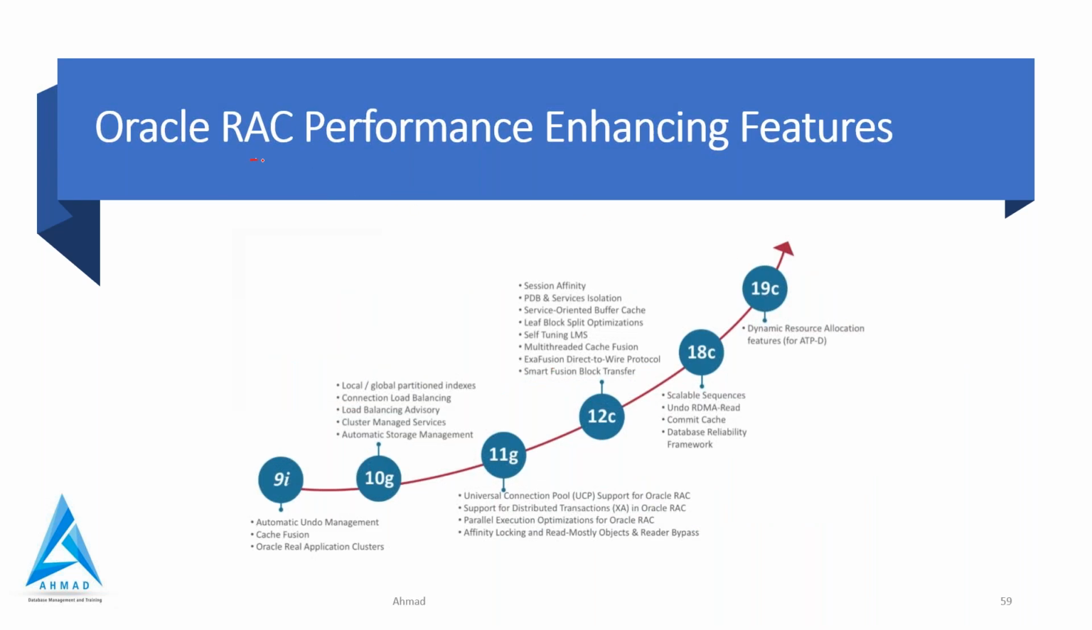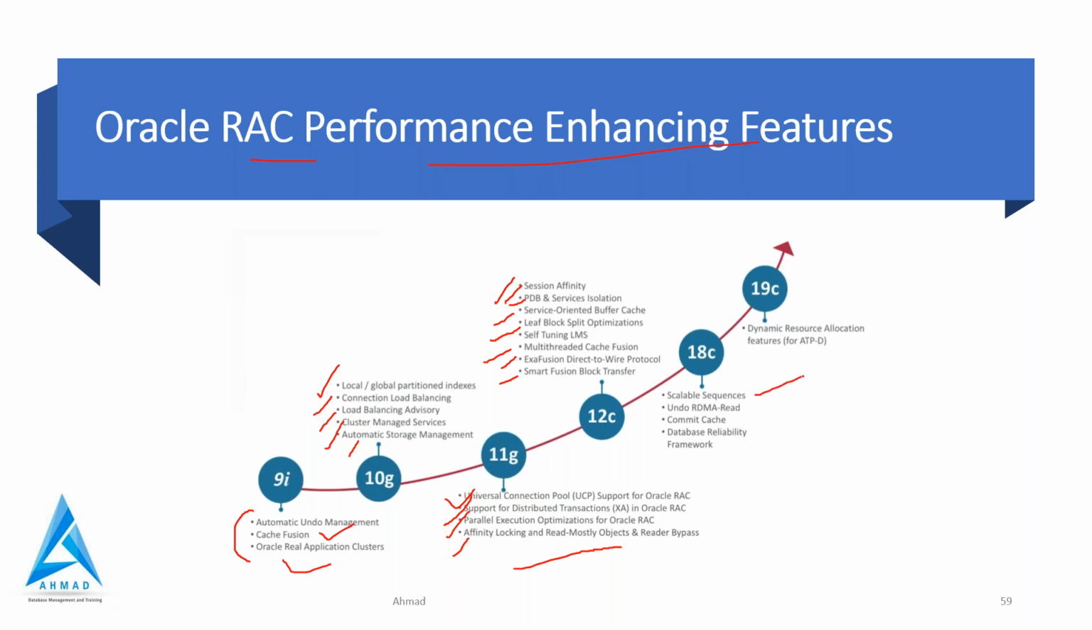And these are the Oracle RAC performance enhancing features. So we know that in 9i there were automatic undo management, cache fusion, and RAC; in 10g, local and global partitioned indexes, connection load balancing advisory, cluster managed services, and ASM, that is the big storage thing. And then in 11g, universal connection pool, support for distributed transactions, parallel execution in RAC, and locking and read-mostly objects. And in 12c, they have PDB, service isolation, self-tuning LMS, multi-threaded cache fusion, and smart fusion, Exafusion, PDB session affinity, and service-oriented buffer cache.